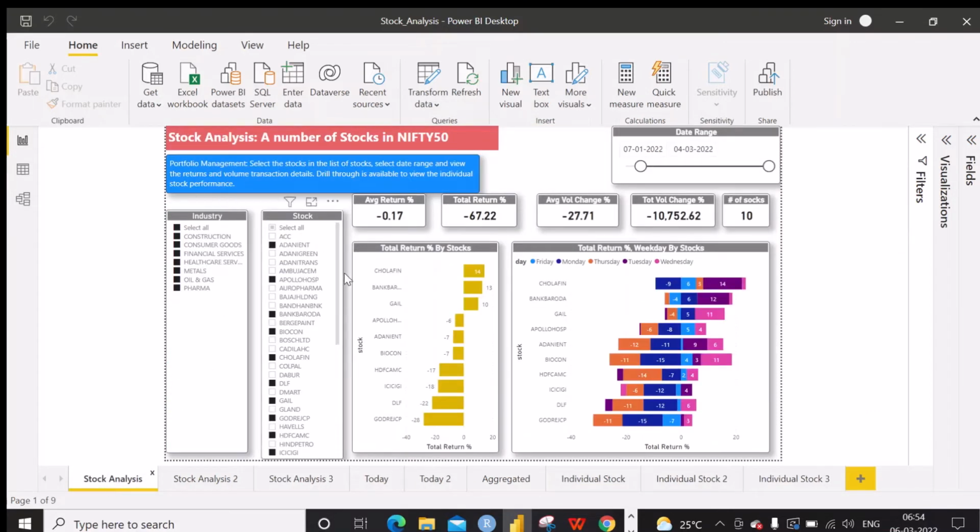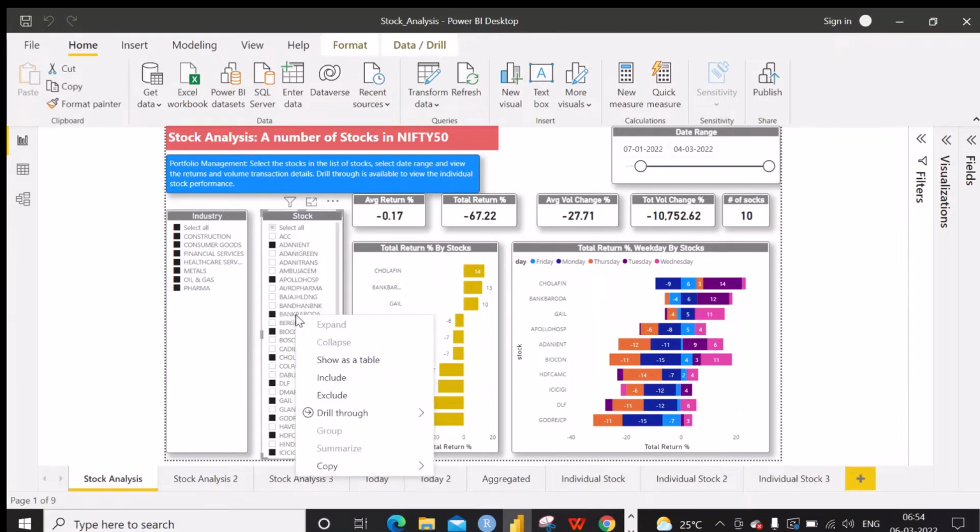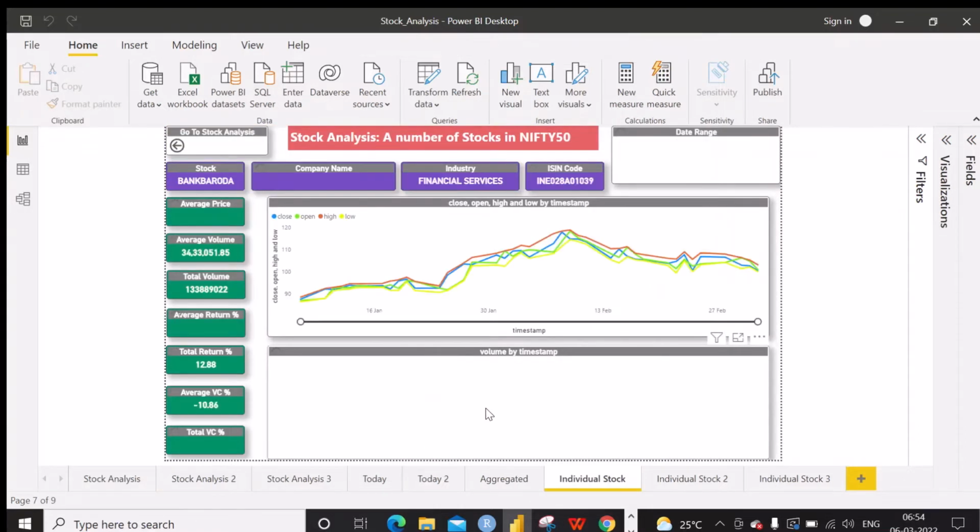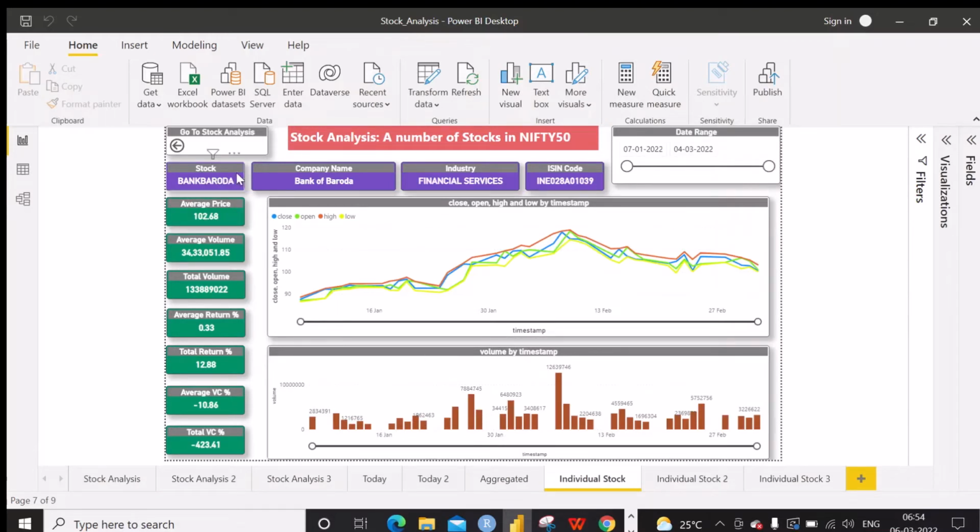Here the stocks are listed. If you are interested in any one of these stocks, then you can right click that stock. For example, here I right click the stock. There is an option saying drill through. We have got 3 pages for individual stock. When you click this individual stock, it will show that particular stock, that is Bank Baroda, which we have selected in the first page.